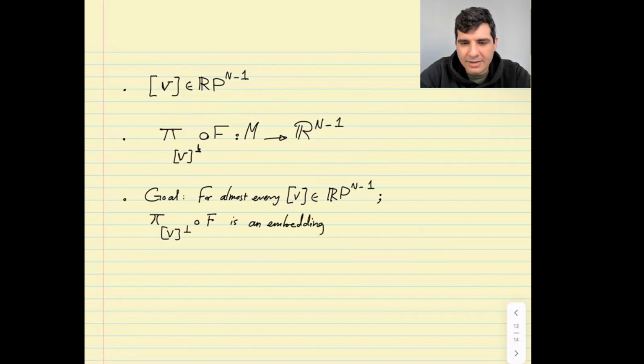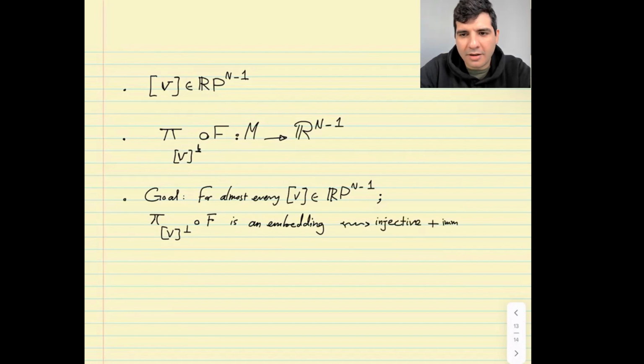Again, proving this is an embedding would reduce to two steps. First, I should show this is injective, and the immersion property, because the domain is compact. If M was non-compact, I should have shown it's also proper. Again, we're assuming n is larger than 2m plus 1. This is the constant assumption we have in the background.